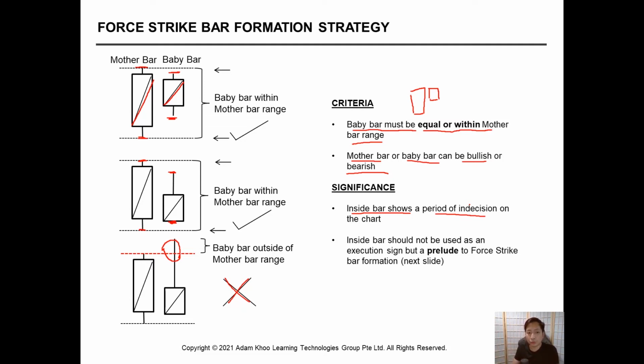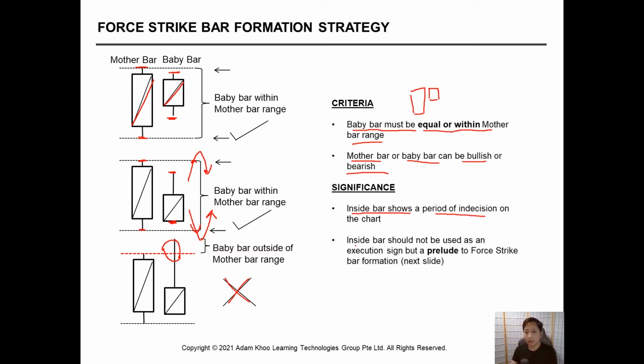And traders who trade the breakout of this inside bar, or the indecision in price action terms, will actually trade when the price goes above or below the mother bar range. However, when we are trading bull strike or bear strike, we are looking at a bull trap or a bear trap. So there is a breakout, but it's a forced breakout of the mother bar high or the mother bar low.